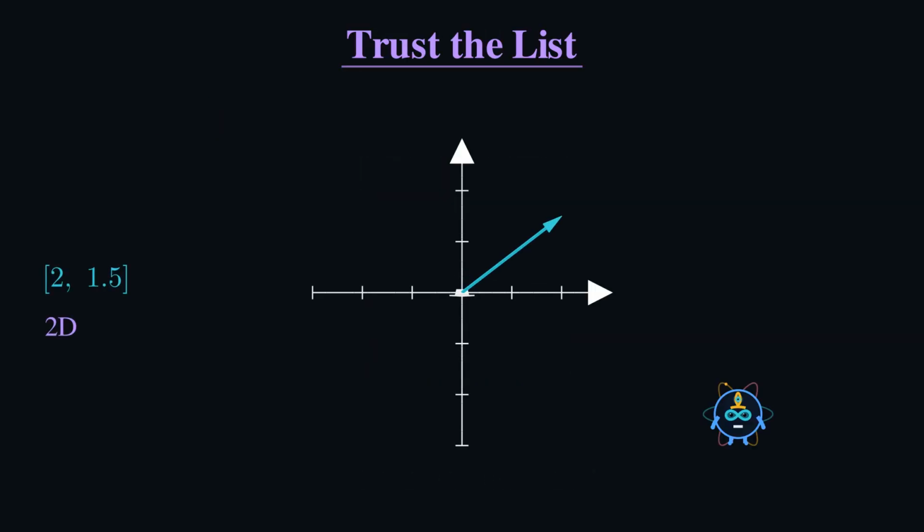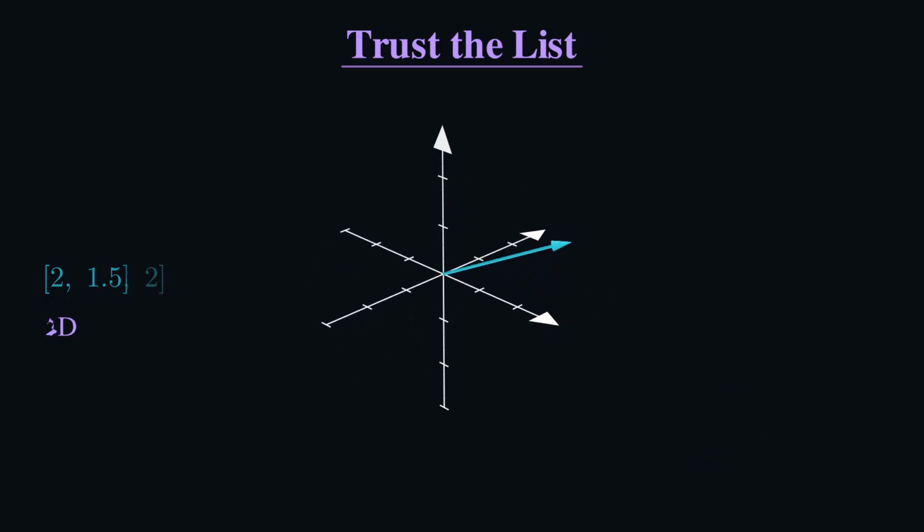In 2 dimensions, easy. An arrow, 2 numbers. 3 dimensions, still fine. Tilt and there it is, 3 numbers. 4, the picture gives up. But the list does not, just add a number. The math never needed the picture.